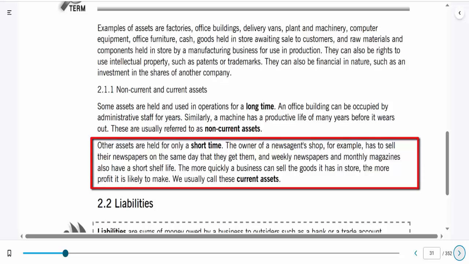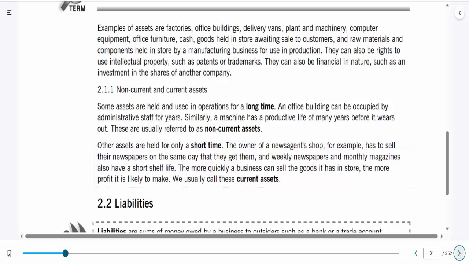For example, think about a newsagent's shop that sells newspapers and magazines. Newspapers have to be sold the same day because they quickly lose value after that. Magazines and weekly publications also need to be sold quickly, or they become outdated and harder to sell. These are examples of current assets because they only stay in the business for a short period before they're sold.